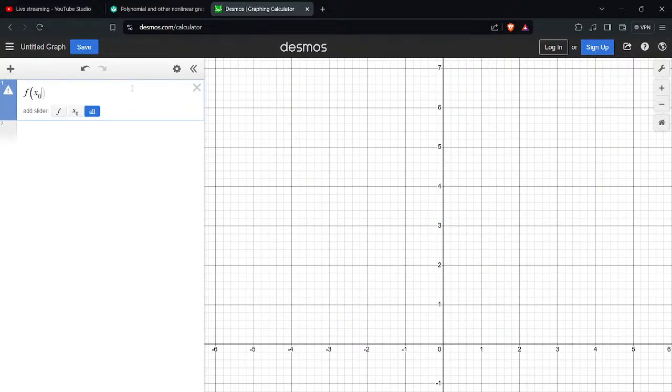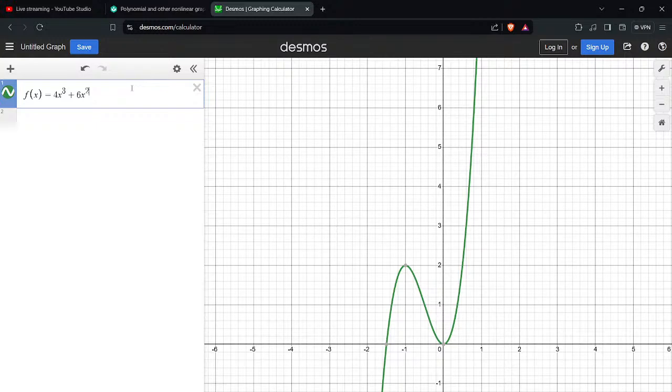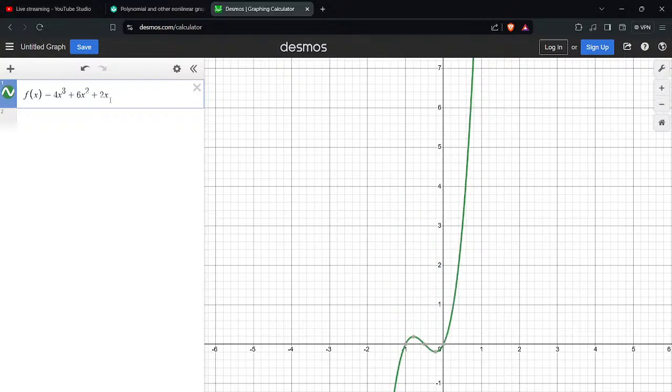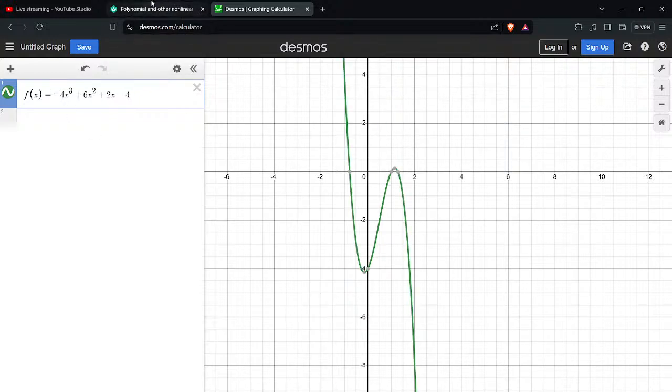Now for this one, we've got x cubed plus 6x squared plus 2x minus 4. So minus 4 is the intercept. So we've got a greater than 1, so positive infinity, and minus produces negative infinity.